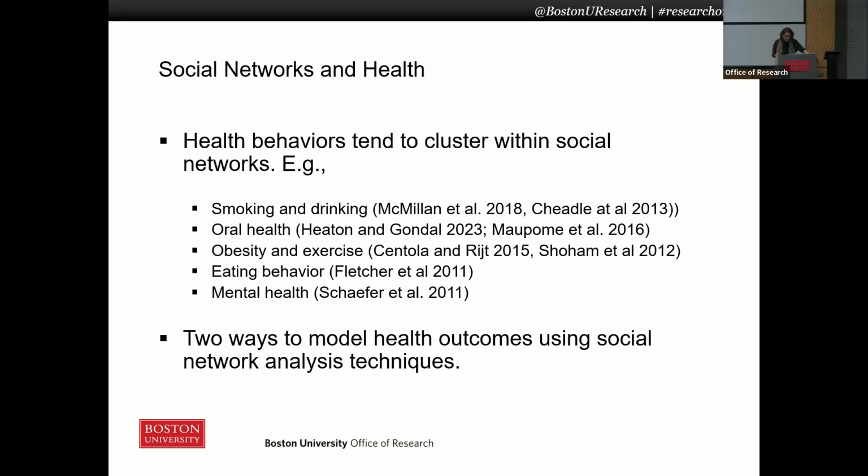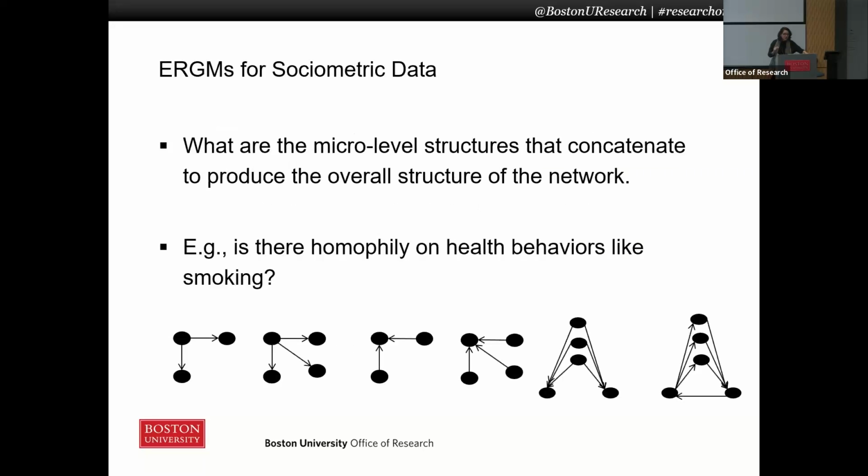Now, the question is, how do we figure this out? How do we measure this? One of the most useful techniques for measuring homophily in social networks are what are called ERGMs, or exponential random graph models. They're statistical models that we can use on sociometric data as well as some ego network data.